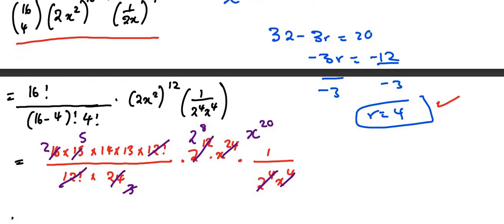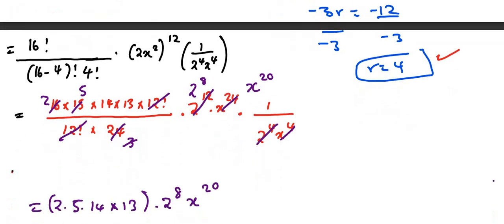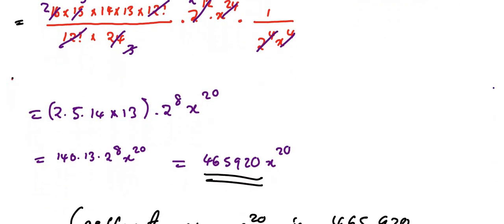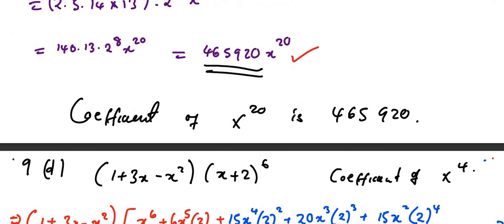So this is all the working here. You can just follow through. It gives us the final answer. This is what we get as the coefficient of x to the power 20.